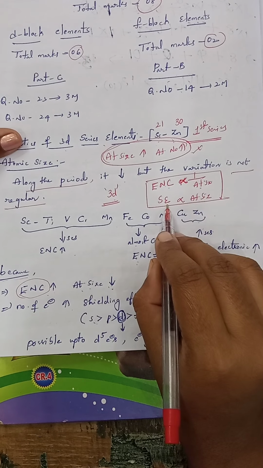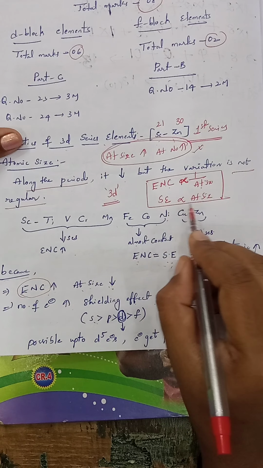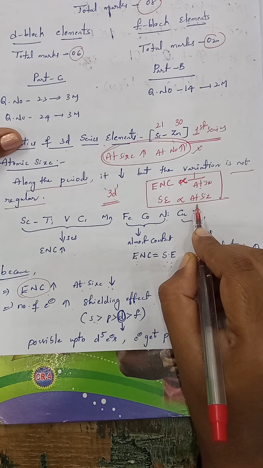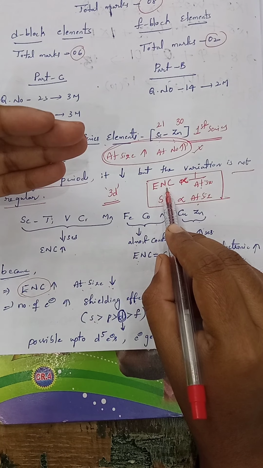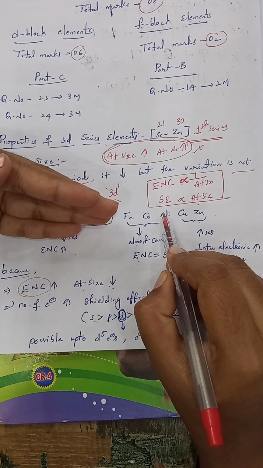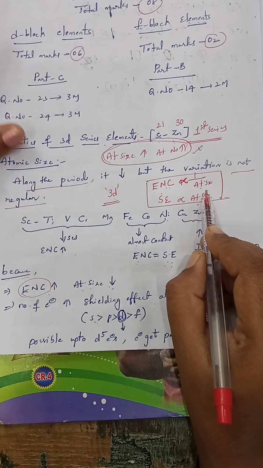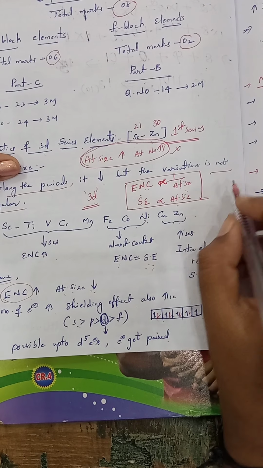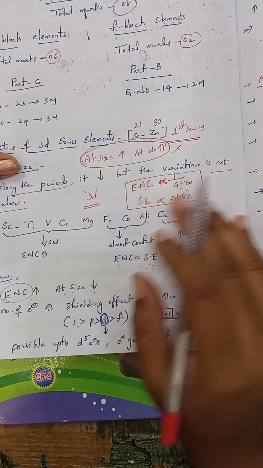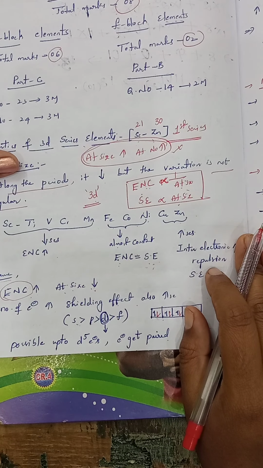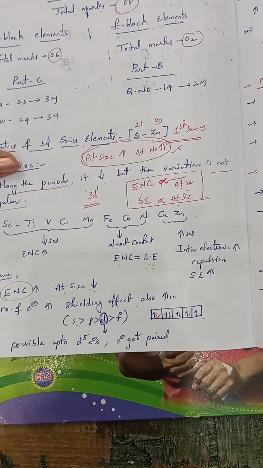When the number of d electrons increases, shielding effect increases, and atomic size also increases. In the starting elements, effective nuclear charge is more predominant over the shielding effect. So due to increase in the effective nuclear charge, atomic size decreases. Whereas for the middle elements, these two are equal, so there is no increase or decrease in the atomic size. Now we'll move on to the next property.